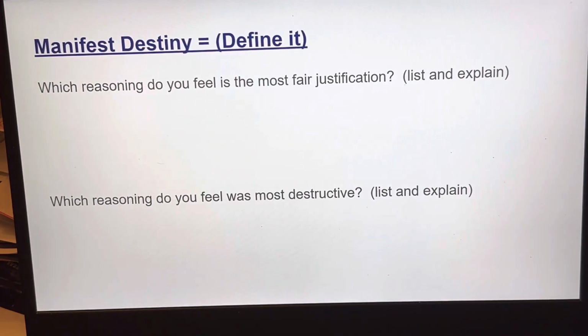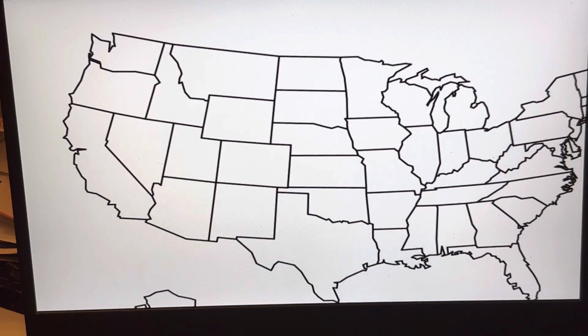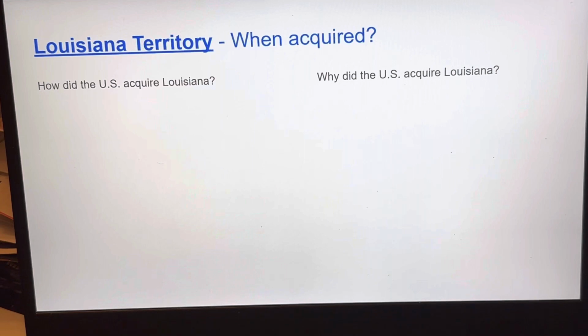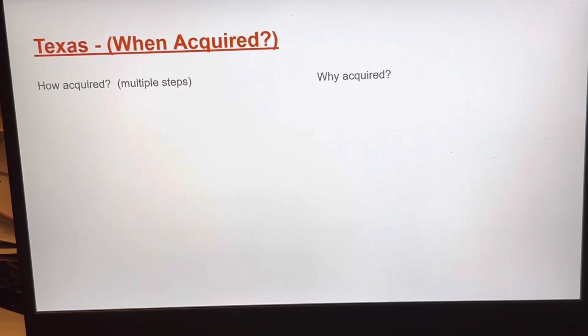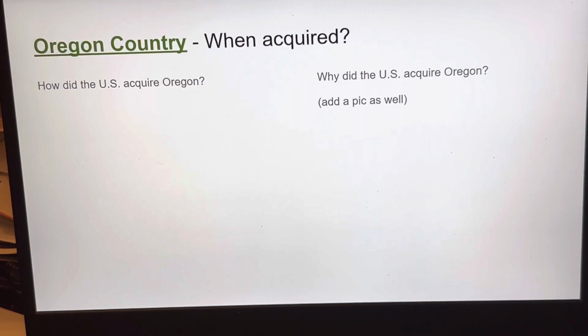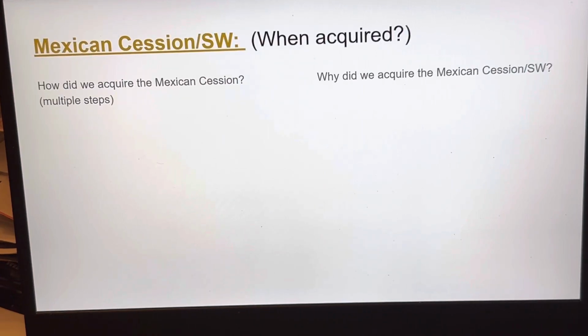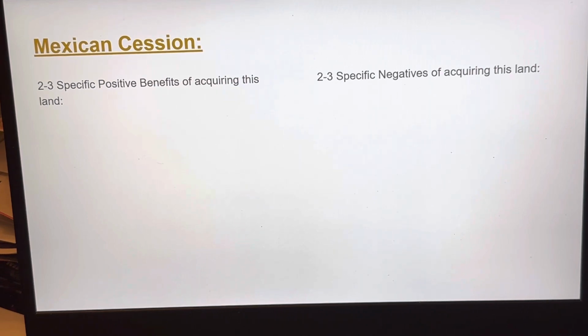The first thing you'll do is do a little bit of the Manifest Destiny stuff, defining it there at the top. And then the reasonings are coming from your unit guide. Okay, I think it's on the second page. And then the map's just in there. But then you'll see Louisiana, I've already set it up. All you gotta do is fill in the blanks. Texas, Oregon, and the Mexican cession / the Southwest. So I've already set it up for you.